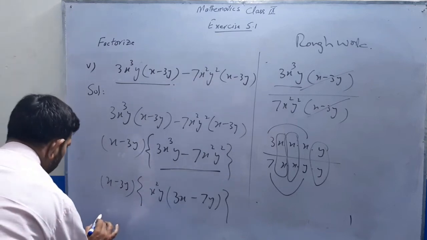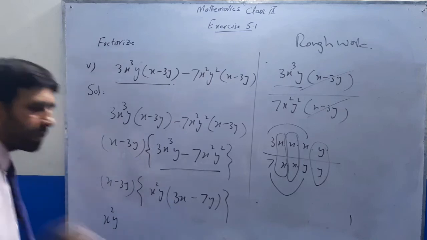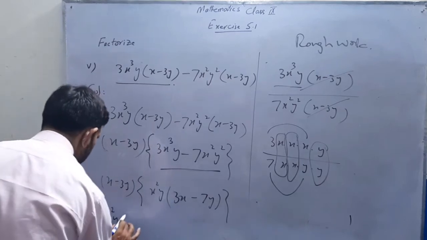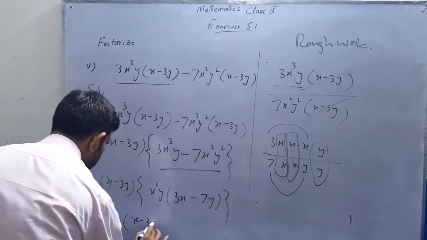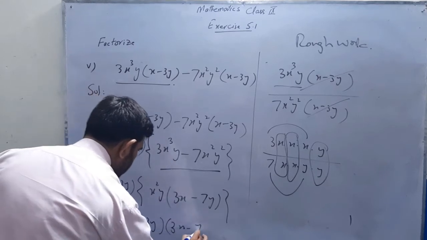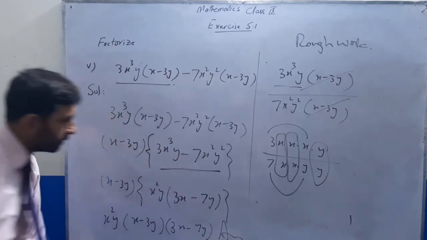You should arrange it now. You can also write x squared y; small numbers are written first. So here you write x squared y into (x minus 3y) into (3x minus 7y). This is the required answer.